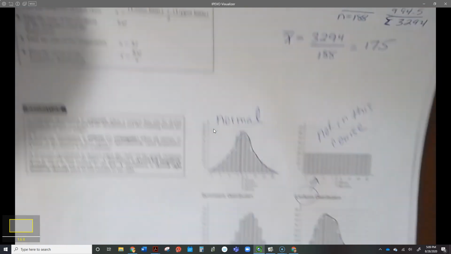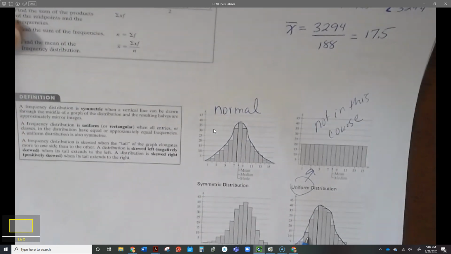Okay, I'm going to go ahead. I don't know how long I've been, but I am going to go ahead and tell you to look at these definitions.